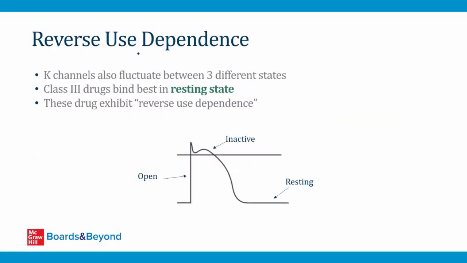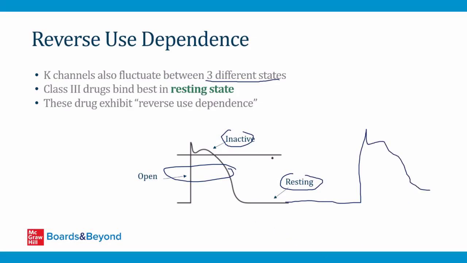So to understand reverse use dependence, you need to appreciate that potassium channels fluctuate between 3 different states as myocytes go through their action potential. The channels are open in parts of the action potential like here, they're inactive up here, and then they enter a resting state which persists until the next action potential occurs. And so most of the action of sotalol and dofetilide is in the resting state, and that's what leads to the phenomena of reverse use dependence.